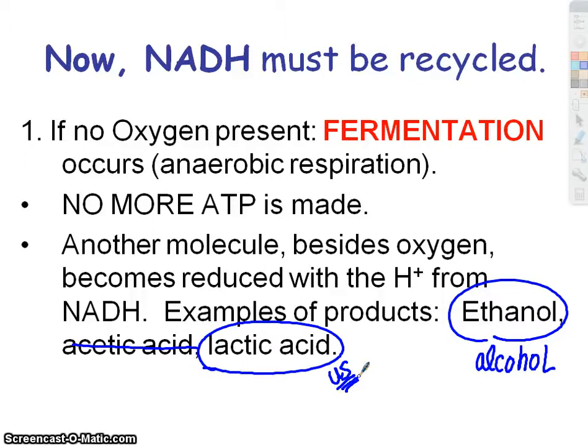Bacteria and yeast are the ones that make ethanol. If we made ethanol, everybody would exercise. You just get more drunk the more you exercise, so probably make exercise a lot more popular. But bacteria and yeast make alcohol as their byproduct of fermentation.